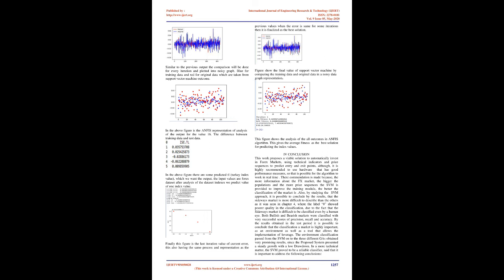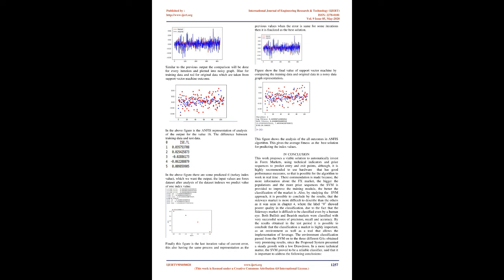This figure is the 16 value of the complete output, similar to the value 1, as we calculate the error rate for some iterations until the error rate becomes negligible. In the above figure is the ANFIS representation of analysis of the output for the value 16. The difference between training data and test data.